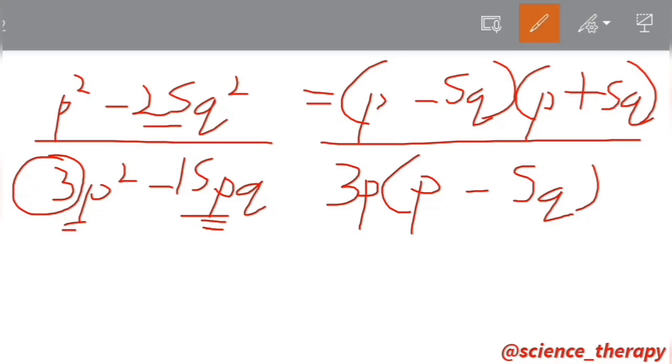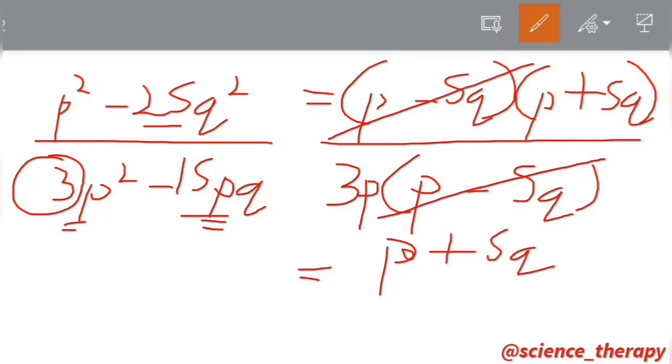Now we want that common expression in your numerator and your denominator. So that's p minus 5q. What does it do? It divides out. So the p plus 5q remains in the numerator, and we are only left with 3p in the denominator.